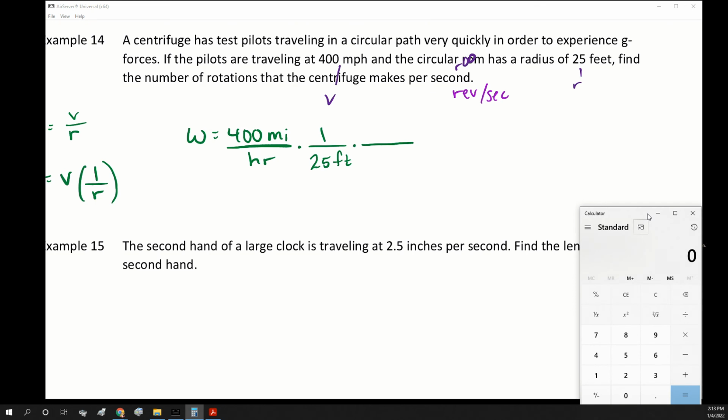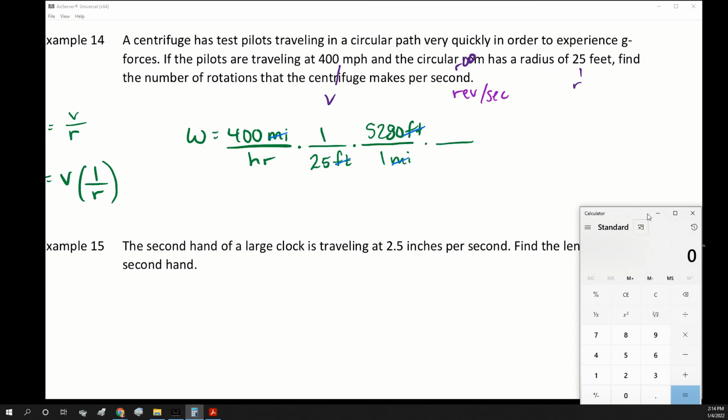All right, so feet was in the denominator, and now I want to cancel it, so I make sure I put feet in the numerator. So that's 5,280 feet. Miles is in the numerator. I want it to cancel, so I have to put 1 mile in the denominator. And that's awesome because that cancels miles and it cancels feet. So that's sweet.